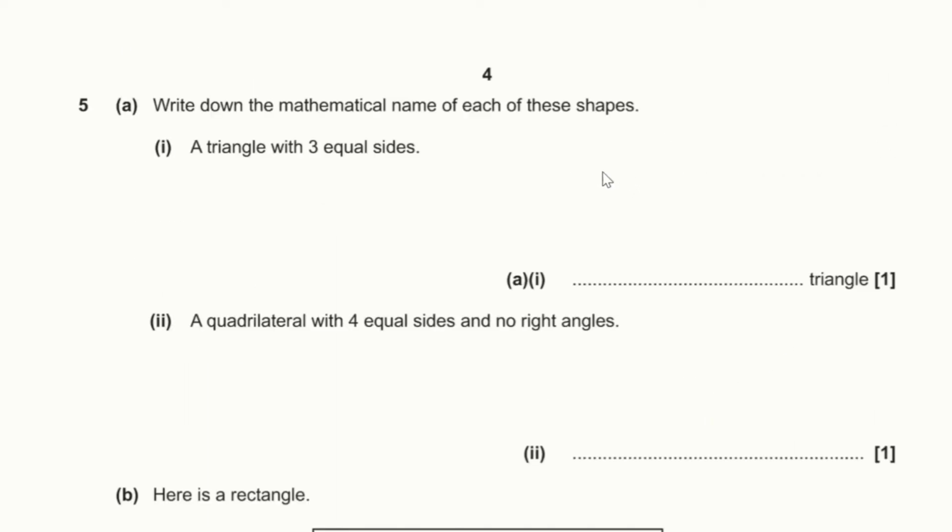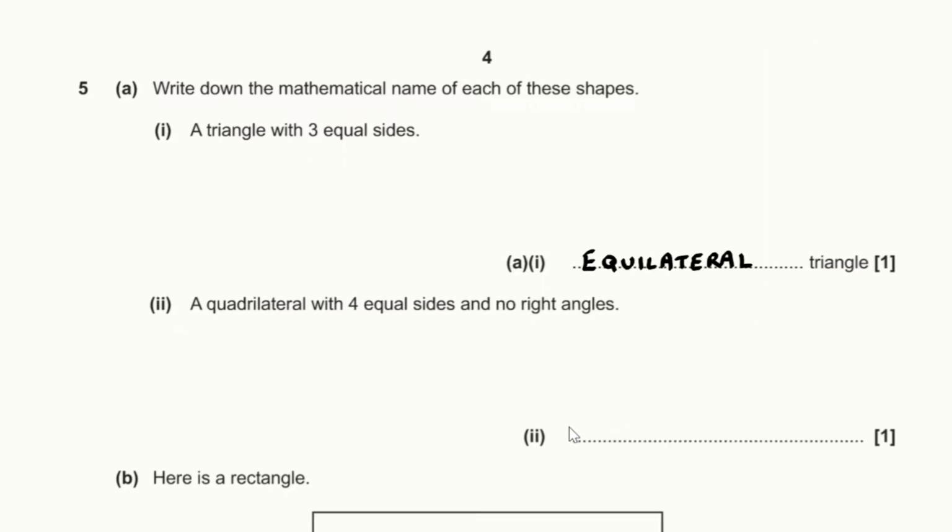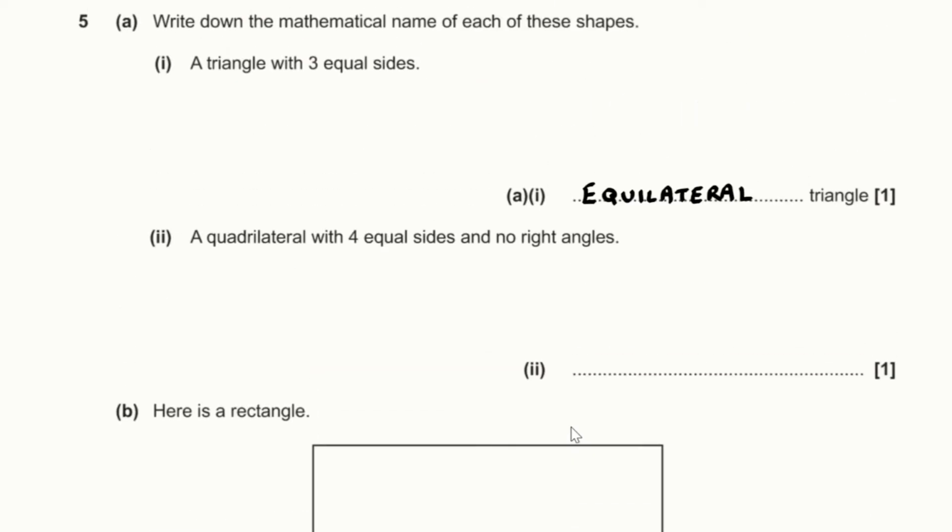Question number 5 for part A. We have to write down the mathematical name of each of these shapes. A triangle with 3 equal sides. Well, quite simply, this is an equilateral triangle. And now, for the next part, a quadrilateral with 4 equal sides and no right angles. Well, this will be a rhombus.